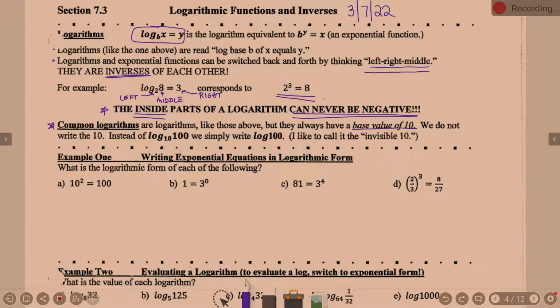So instead of having the invisible 1 like we normally do for an exponent or a number in front of x, we get an invisible 10. We do not have to write the 10. Instead, something like log base 10 of 100 is the same as saying log of 100. If the base is anything but 10, yes, you have to write it. But if the base is 10, you get to leave it off. So that's just good information to know.